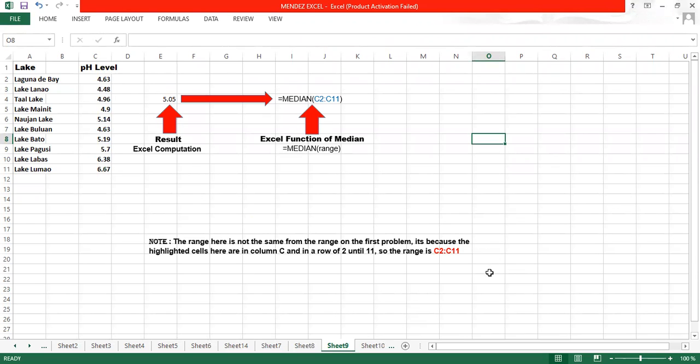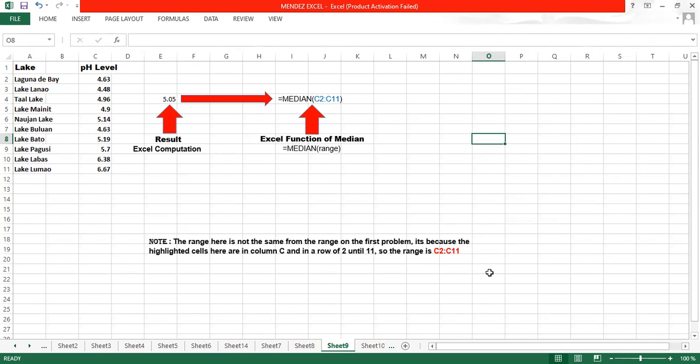In getting the median, or the middle number, of the data set by using Excel computation, we use the Excel function of median, which is equals median open parenthesis range then close parenthesis. Have you noticed the range here is not the same as the range on the first problem? It's because the highlighted cells here are in column C and in rows 2 until 11. So the range is C2 to C11.